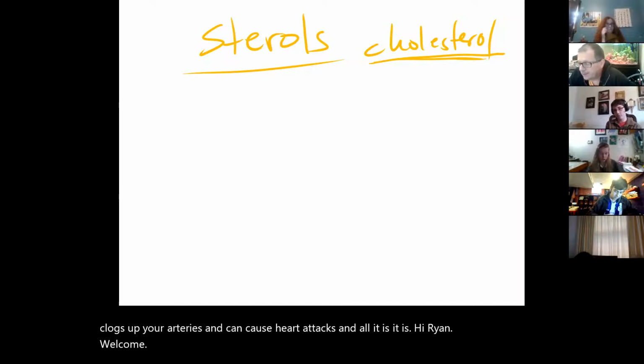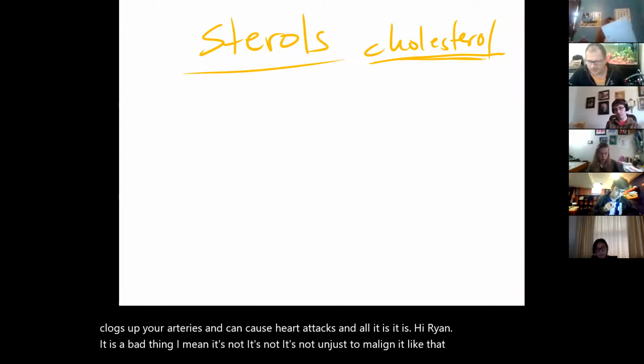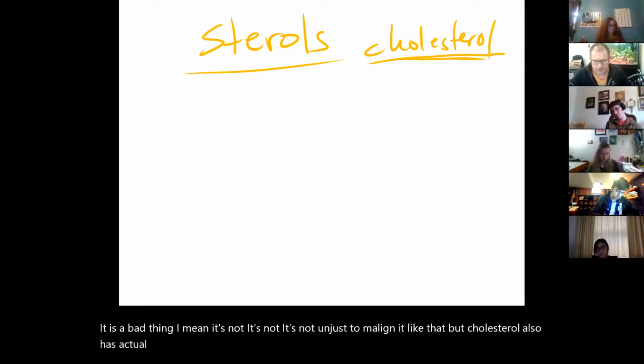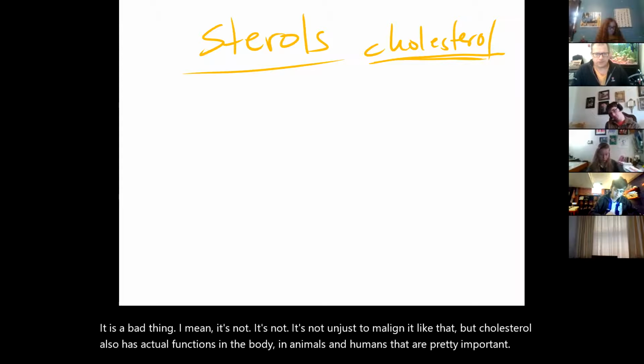It is a bad thing. I mean, it's not unjust to malign it like that. But cholesterol also has actual functions in the body, in animals and in humans, that are pretty important. So let's draw the structure of cholesterol.